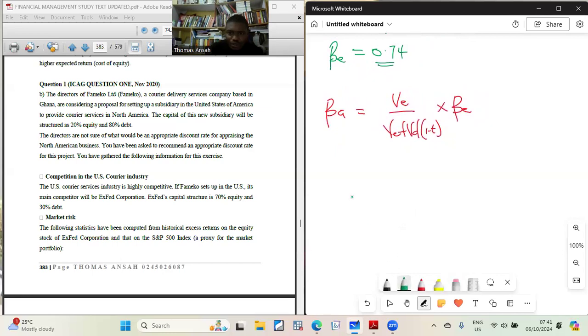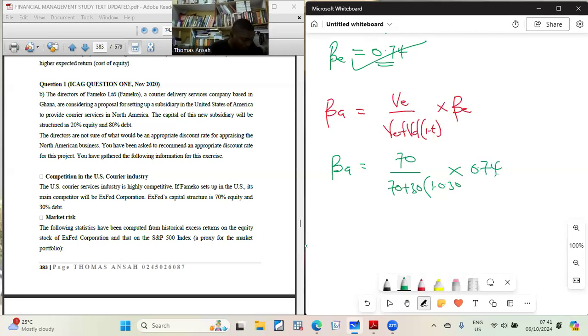So BA will be given by, where is XFED? XFED is this, 70 equity, 70 plus 30, 1 minus T. The tax rate is 30%. Don't forget that, so 1 minus 0.3. Multiply by this one of XFED, because we did it in XFED's market. So the correlation coefficient in XFED market helped us to have BE. So the BE is 0.74.